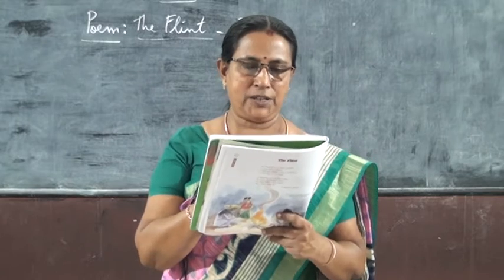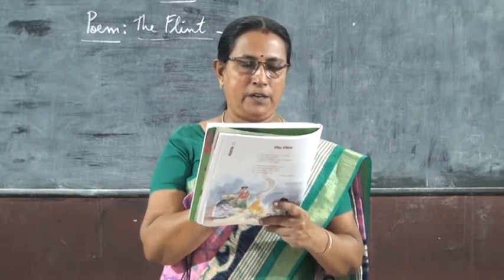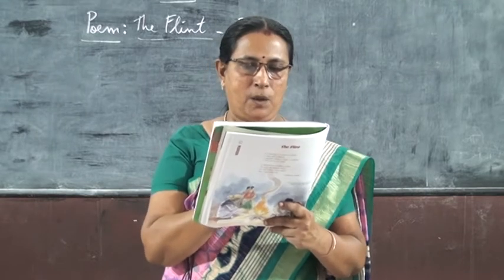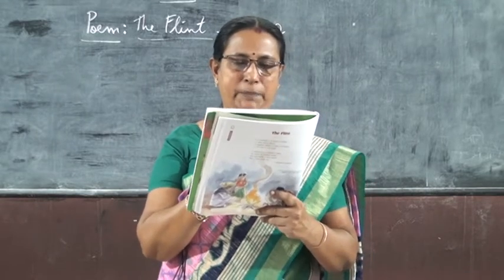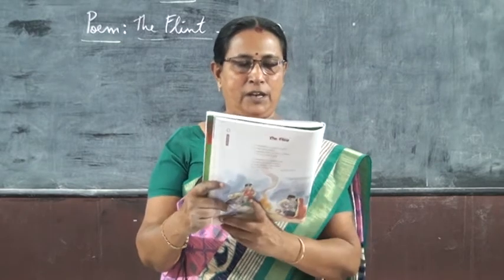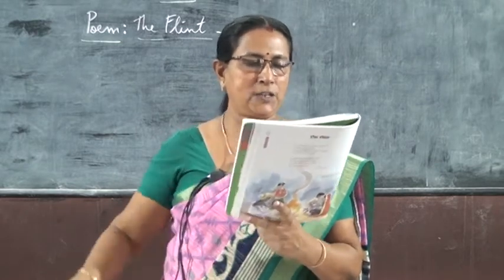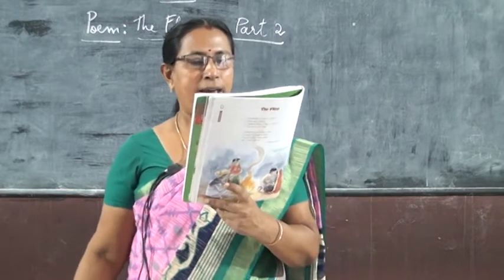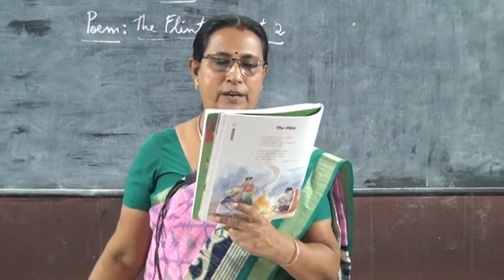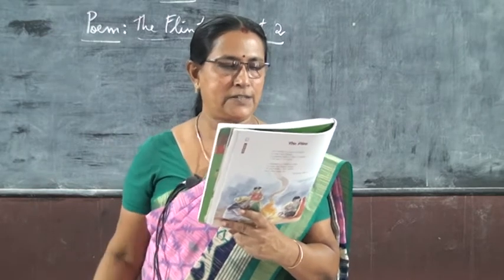A, as precious and expensive as. B, not as precious and expensive as. C, more precious and expensive than. So which is the correct answer? A flint is not as precious and expensive as an emerald, a ruby or sapphire or diamond. So B is the correct answer there.